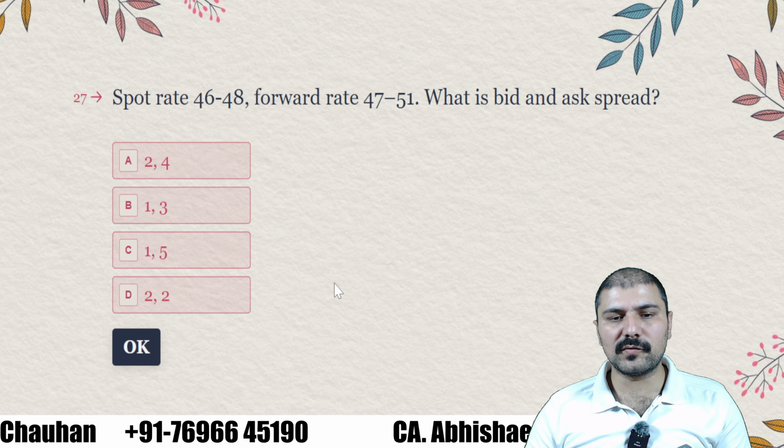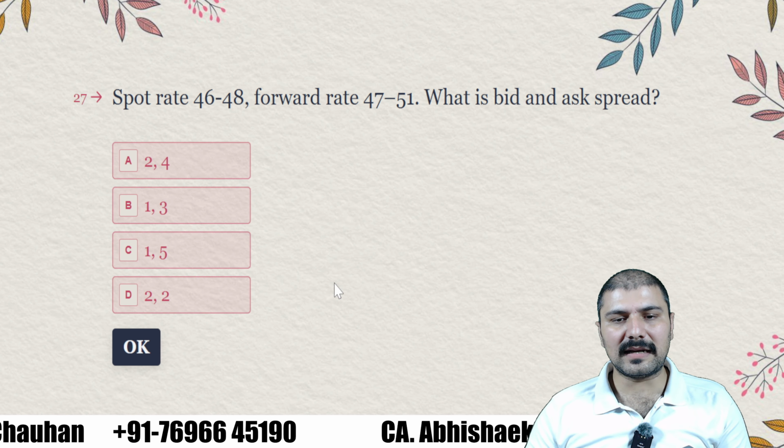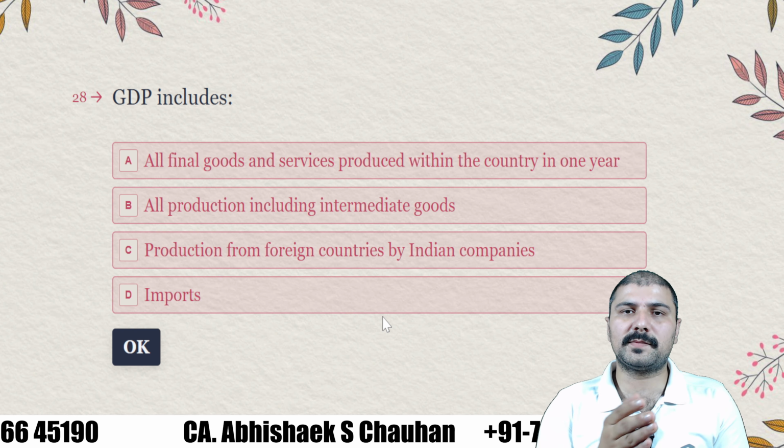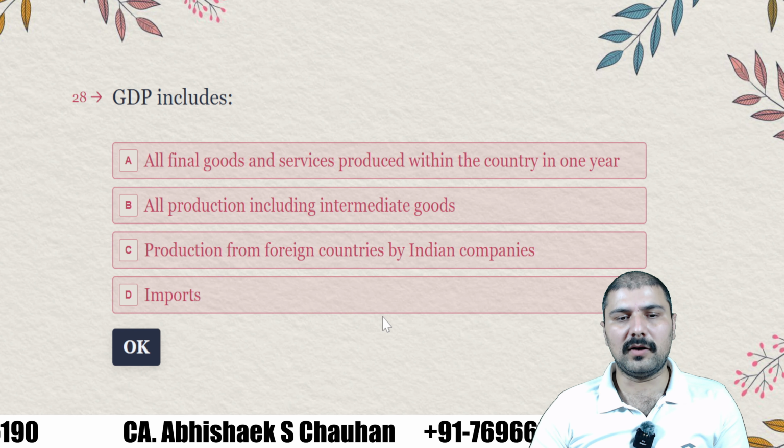Spot rate is 46 to 48 and forward rate is 47 to 51. What is the bid and ask rate? Spread means difference between these. So for the forward rate, you can use the forward rate minus the spot rate. So it is the difference between 46 and 48, 47 and 51. 1 and 48, 51 is 3. 1 and 3. If the rates in future are increasing, then the spread rates are also written in ascending order. If the rates are decreasing, right, then the swap points or the spread points must be written in descending order.